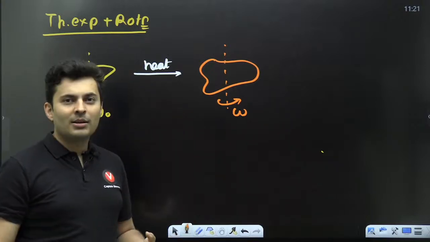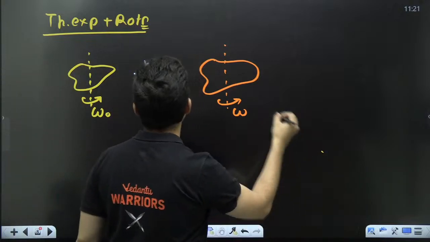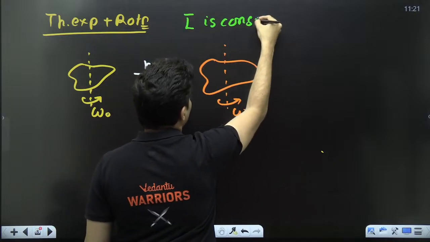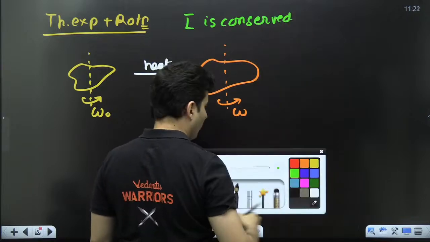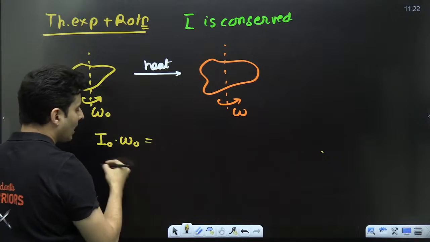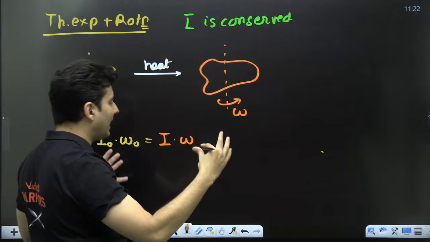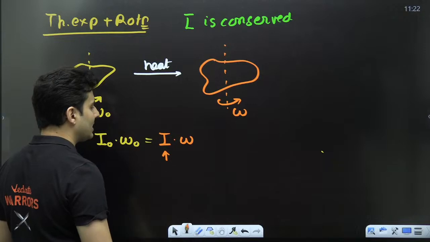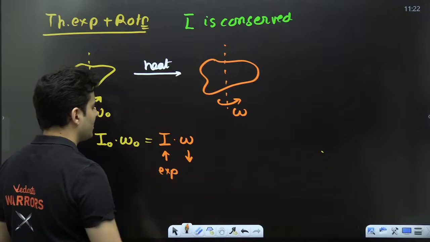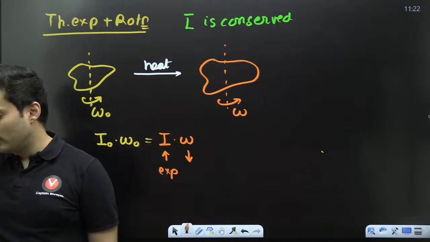It's okay. What do you think? Well, in such cases, remember one thing, it is the angular momentum which is conserved. So what happens is, initial moment of inertia into omega, I omega, will be final I into final omega. Because it expanded, the moment of inertia increases. That's why the final omega decreases. This is because of thermal expansion. The moment of inertia will increase. That's why omega will decrease.